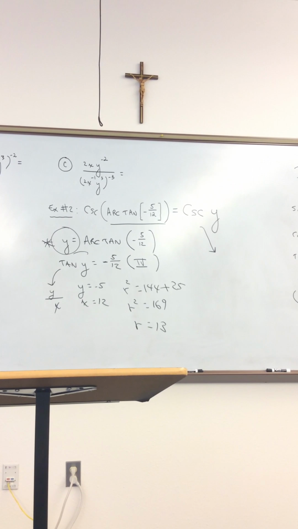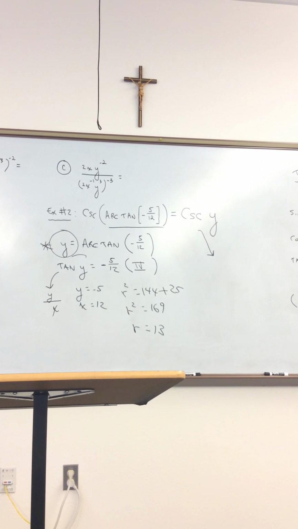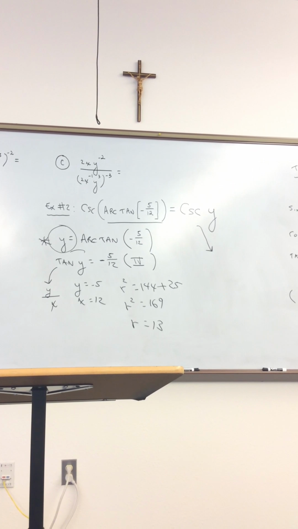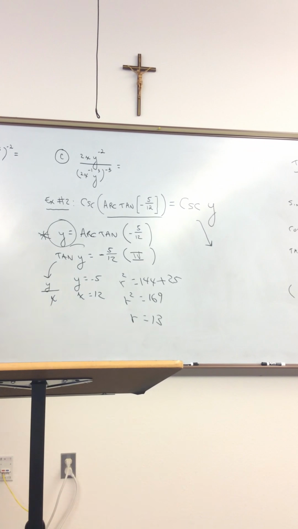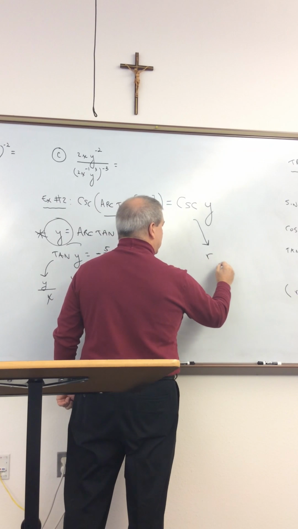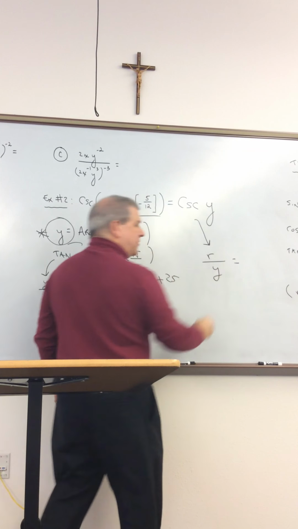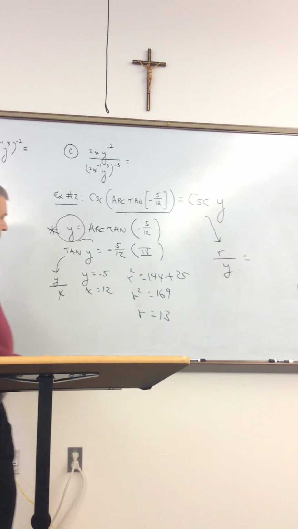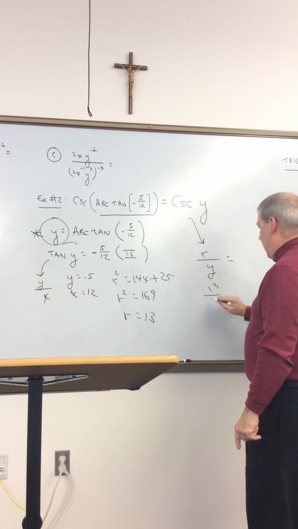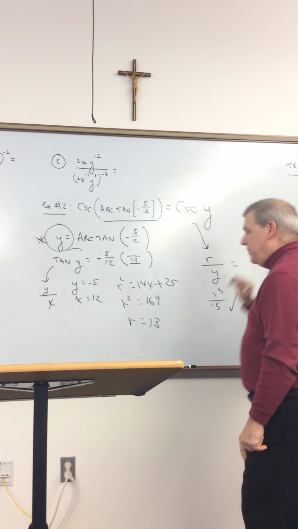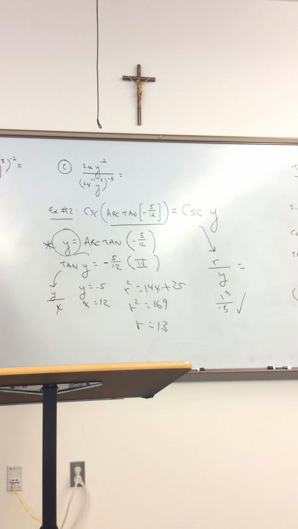What's the trig definition for cosecant? Rob? R over y. Just plug in your values. R is 13 over y, which is -5. You're done. That's the answer, -13/5.